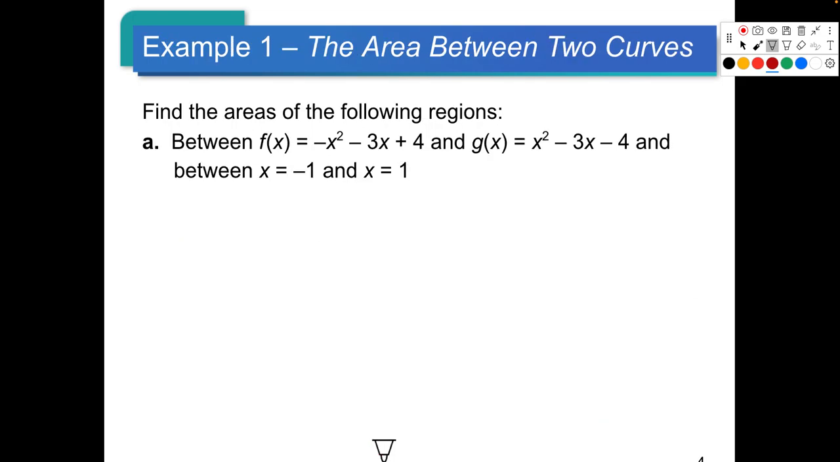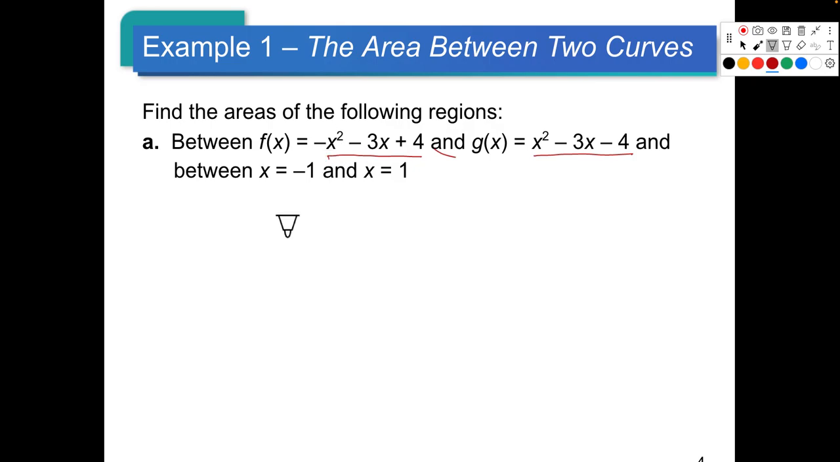Okay. So let's just look at an example. We're given two functions, this one and this one. Can anyone tell which one would be on top? F of x, because the y-intercept is plus 4, and this one, the y-intercept's minus 4, so at least at that point, f of x is on top, and yeah, you're right. But we'll graph it just to make sure, right?